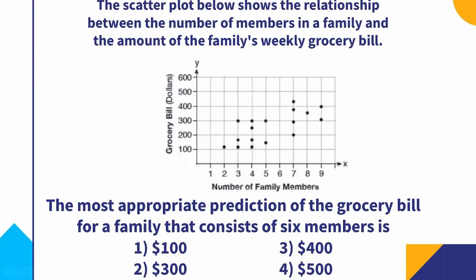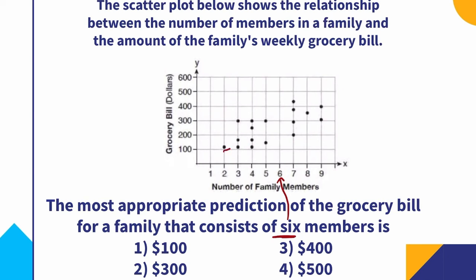Here's a scatter plot. It shows the relationship between members in the family and the grocery bill. The most appropriate prediction of the grocery bill for a family that consists of 6 members is, now 6 members is right here. You're missing the dot. So which one of these dollar amounts do you think would fit for 6 members?